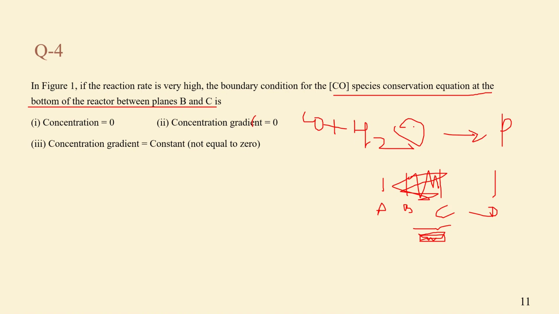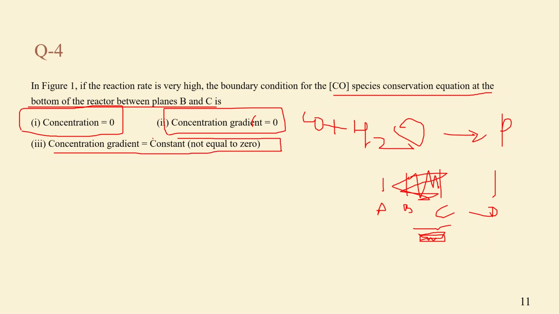If the reaction rate is very high, we can say that carbon monoxide can be utilized completely. So the concentration we can put as 0 if the reaction rate is very high at the bottom. So concentration equal to 0 is the right answer. Concentration gradient equal to 0 means there is no change, and concentration gradient equal to a constant, not equal to 0, means there is some change but it is a constant one.